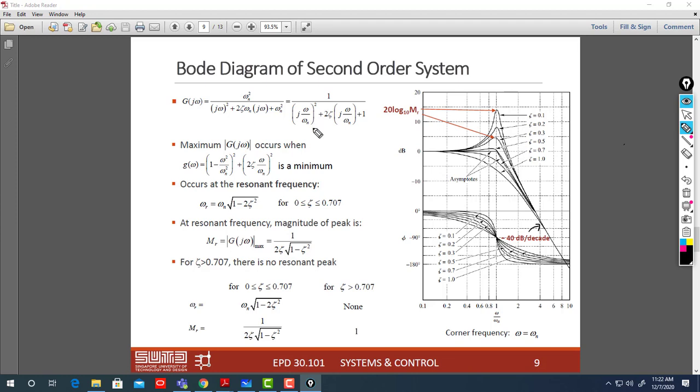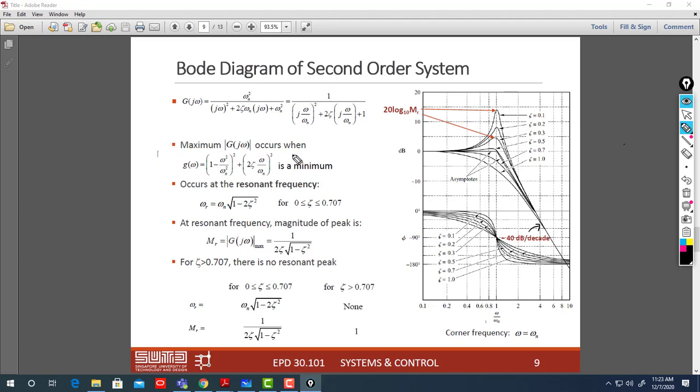And how to find omega n? If you find zeta and omega n, then you find the system. Omega n is where you have the peak, so this is your omega n. It is easy to find omega n, but zeta, how to find it? Let's study to find it.